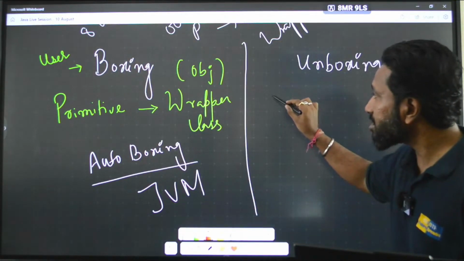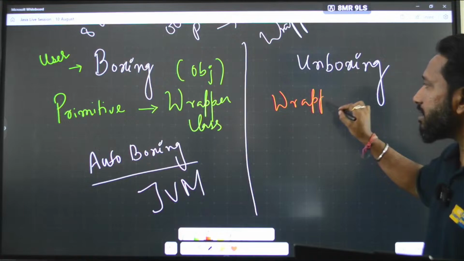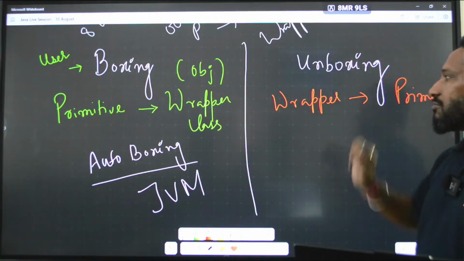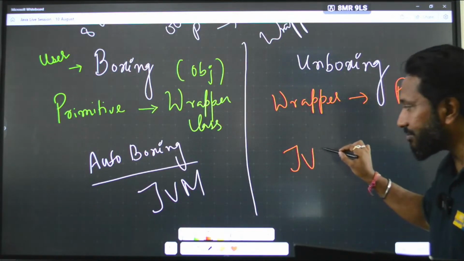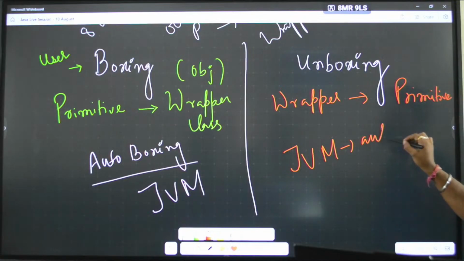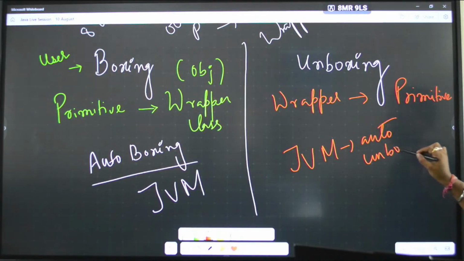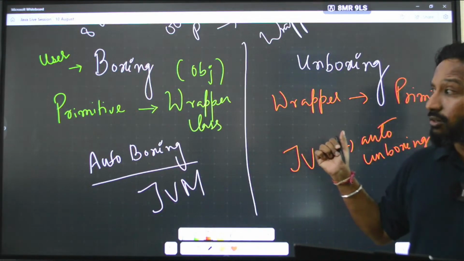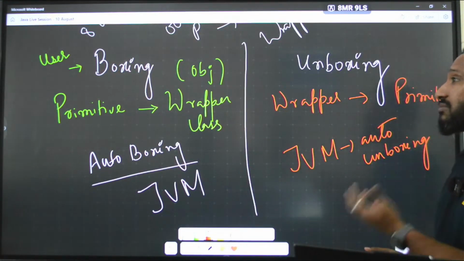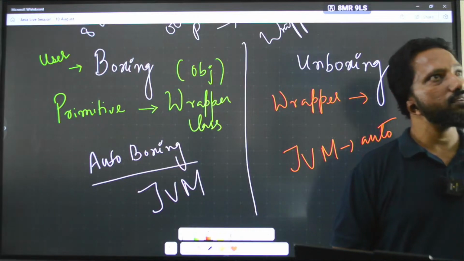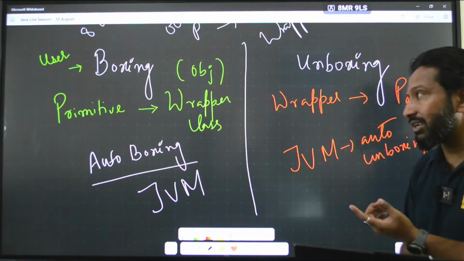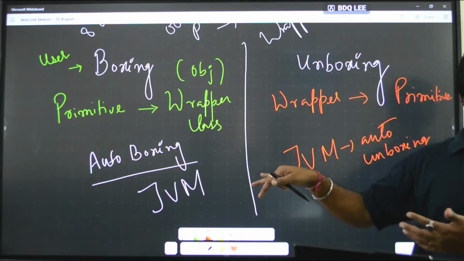When a wrapper object is converted to primitive, it is called unboxing. But when it is done by the JVM, it is called auto unboxing. Is that clear? You guys have to remember this because you never know when they can ask this kind of questions. Okay, XYZ. So your primitive data type cannot store a wrapper class value. You have to convert it back to a primitive data type.